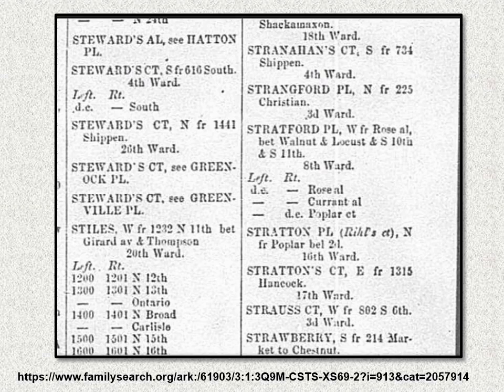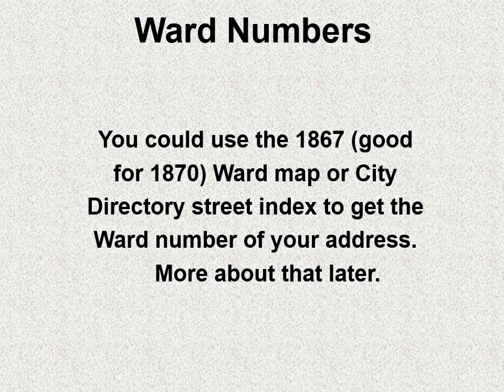Another way of finding a ward number is to look up the street name on a street index found in city directories. You can see on this section of an 1870 directory a number of entries with ward numbers. And I'll point out one of them right there in Stratford Place. You could use the 1867 ward map, good for 1870, or the city directory street index to get the ward number of your address. More about that later.